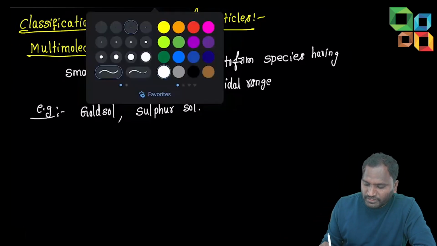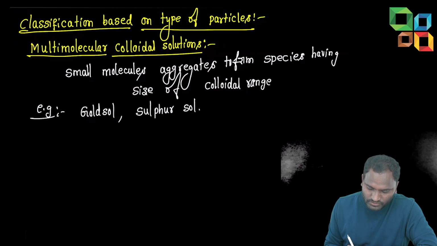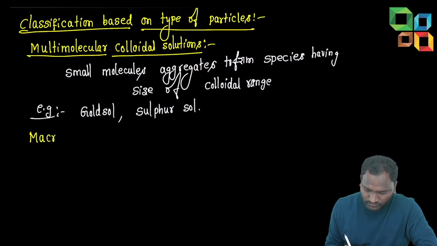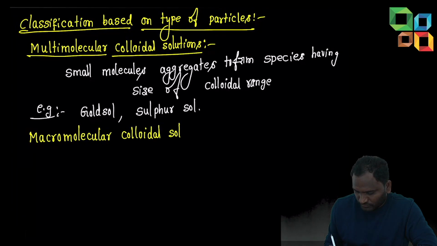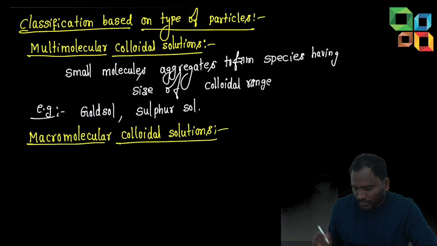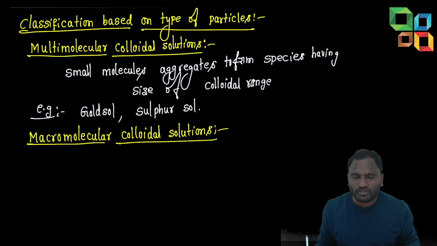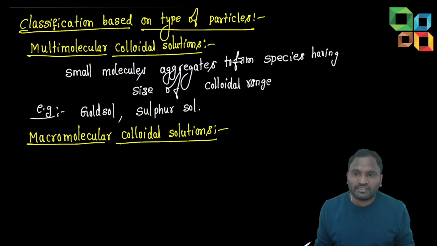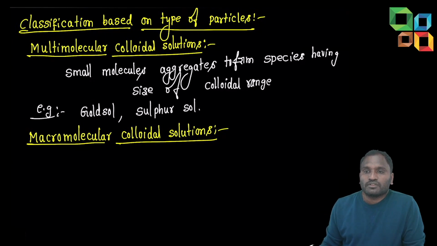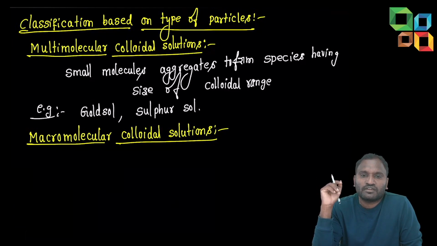Next one, another type is macromolecular colloidal solutions. Macromolecular colloidal solution means these particles look like bigger size, but they follow the colloidal range only. If I give an example, you can understand better than this definition.